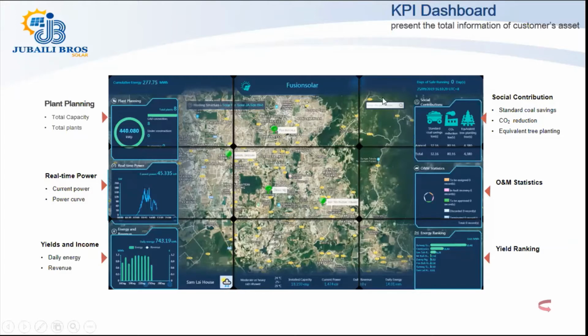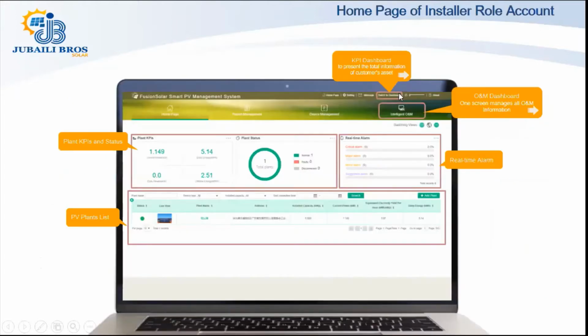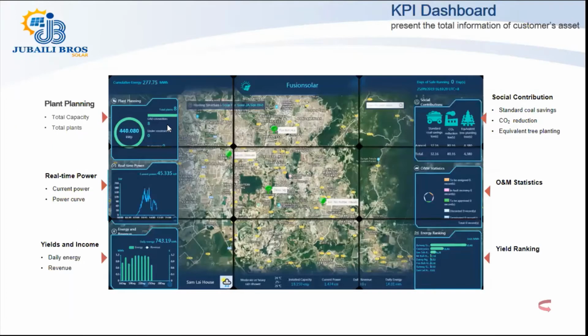This KPI dashboard option is on the top. You can click this KPI dashboard to see how many PV plants you have installed to date in different locations, and what the total generation is. This is the window that you will get. The first item on the top left corner is the plant planning. You will get the total capacity of all the PV plants that you have installed. This is the DC capacity and the total number of plants.